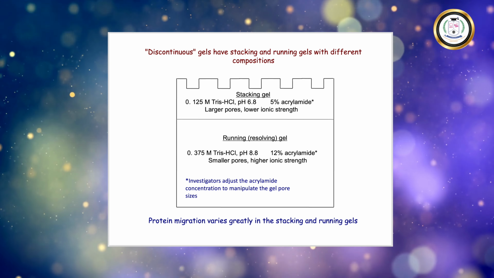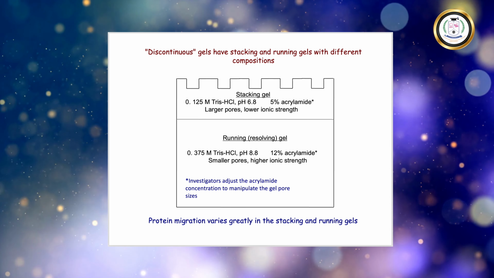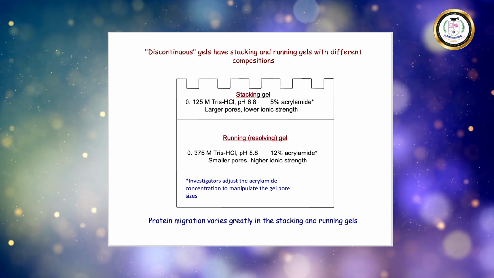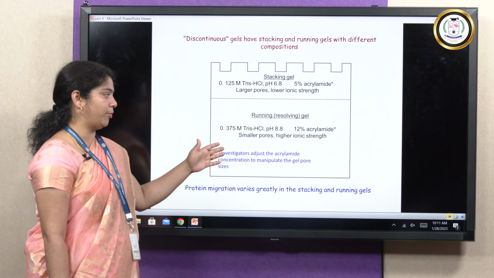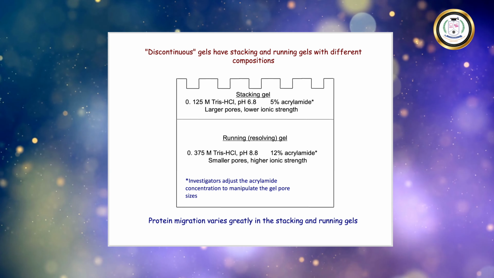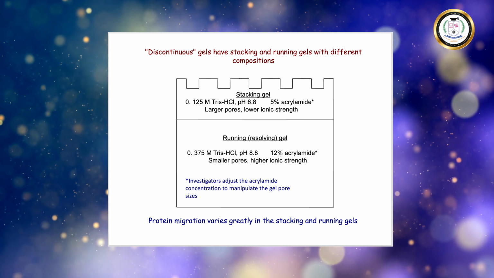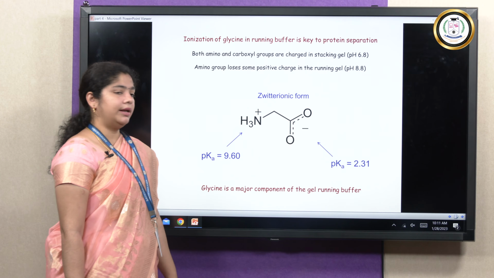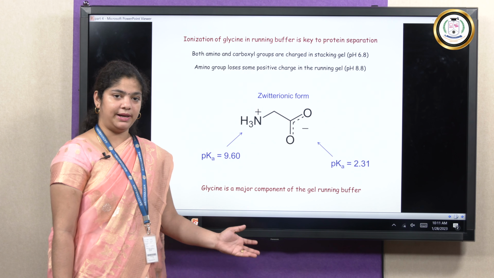Then we have to prepare the gel. In the polyacrylamide gel, there are two types of gels, the resolving gel and the stacking gel. In the resolving gel, we have 1.5 molar Tris chloride at pH 8.8. Whereas in the stacking gel, the pH is 6.8, a little lower, and there is a lower concentration of Tris HCl. Then there is glycine. The running gel buffer contains glycine, and glycine plays a major role.